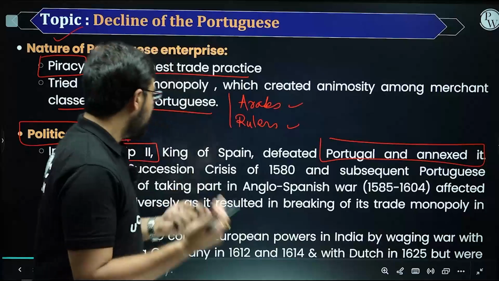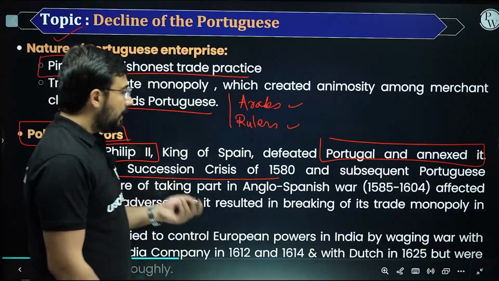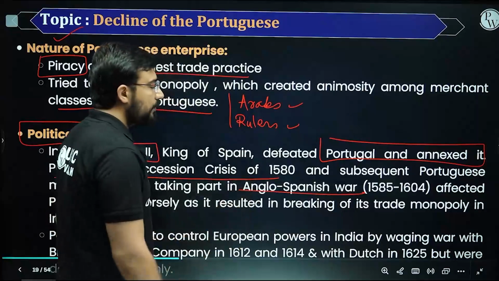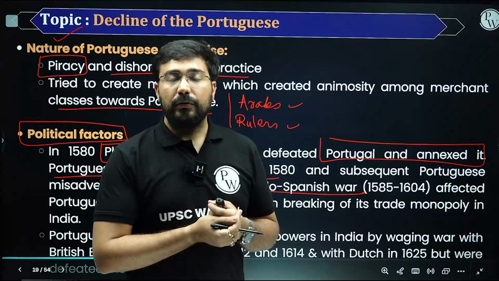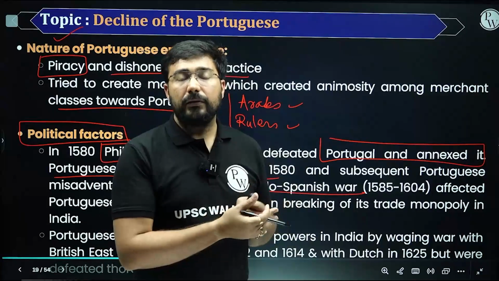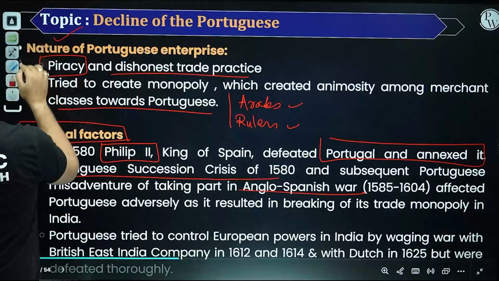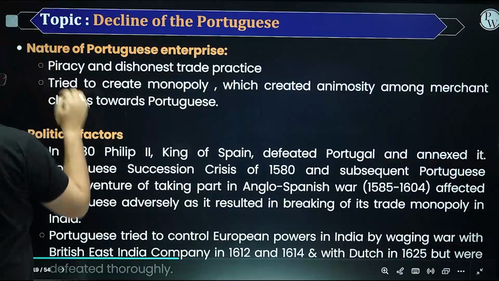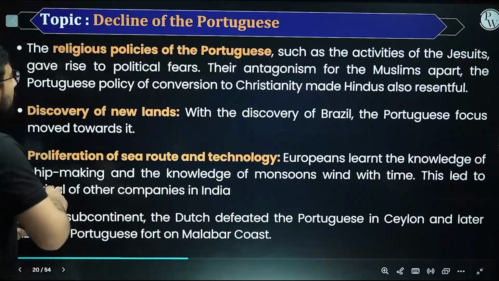After that, eventually there was a Portuguese succession crisis. Next, they participated in the Anglo-Spanish War of 1585 to 1604, which completely broke them down. So it was the local crisis that they were having in their own country in Europe which was responsible for the downfall of their power in India. That's one thing which you have to remember, right?